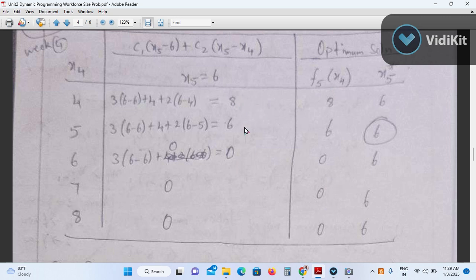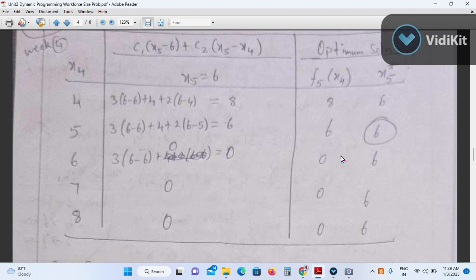Now this one is given by x5 equal to 6. Therefore, the optimal x5 asterisk, that is, x5 asterisk means optimal, is given by 6, right? That is 6 laborers. So all these things are the same, no change. Therefore, x5 equal to 6, 6, 6, 6, 6, 6, everything. Here I'll put it.